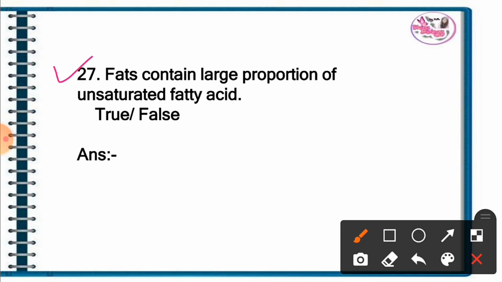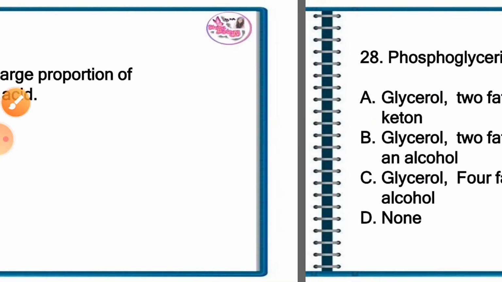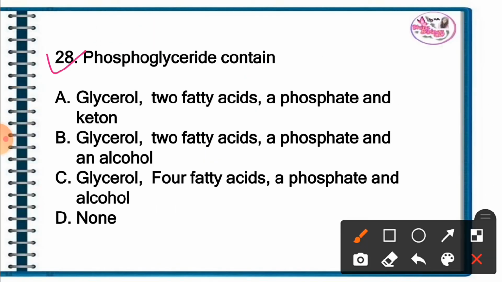27. Fats contain a large portion of unsaturated fatty acids. The correct answer is false. Oil contains a larger portion of unsaturated fatty acids. 28. Phosphoglycerides contain. The answer is option B. Glycerol, two fatty acids, a phosphate and an alcohol.